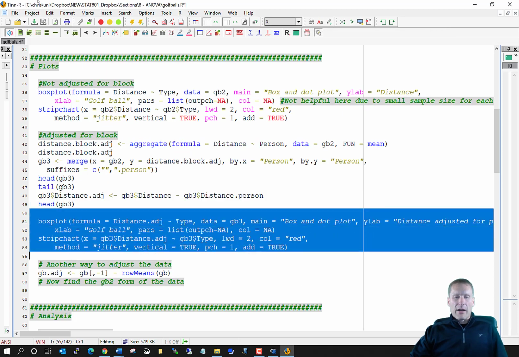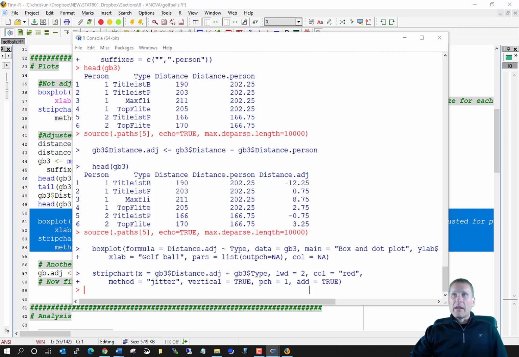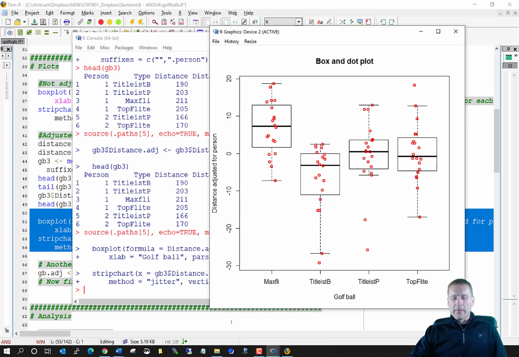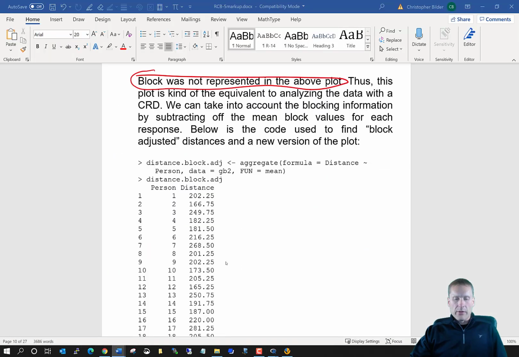So I do my box and dot plots again. Of course, I open up in the wrong screen. There we go. Actually, let me look at it in Word so I can draw on it really easily.